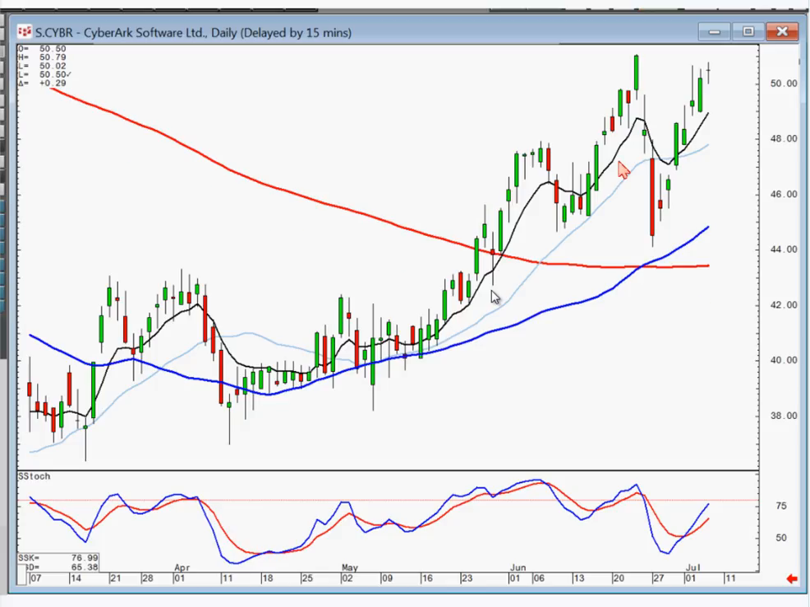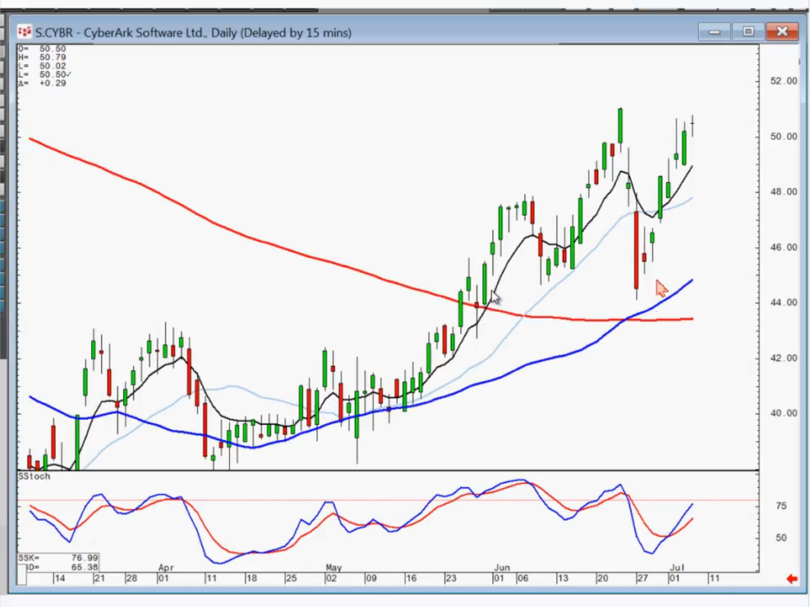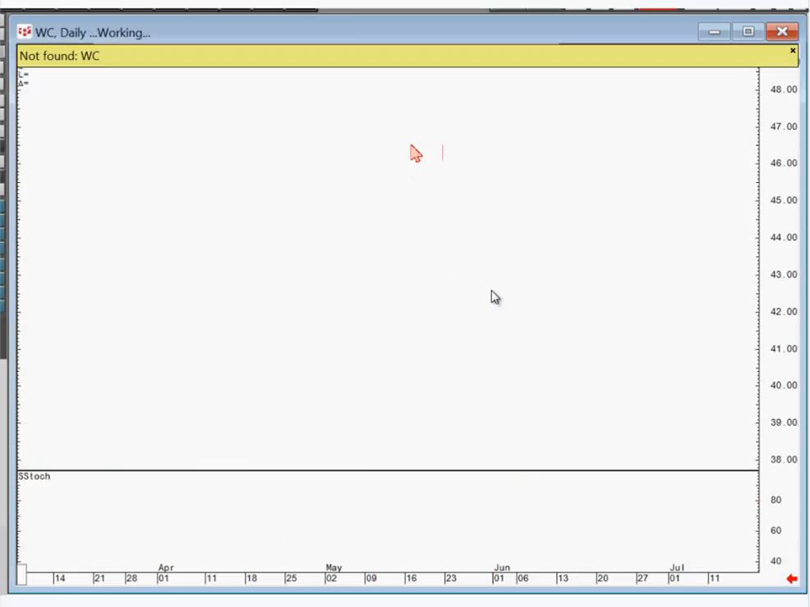CYBR, another return after the hard sell-off, coming back up. You stay long. You just obviously watch to see if they can get up above this level. If they start selling it off, it means they failed up here. It's pulling back. You might take a little bit off the table. And WC is not found.